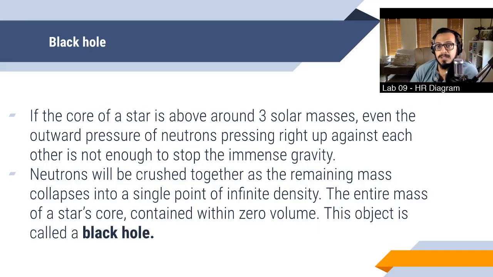Now, the other option would be if the core of the star was above or around 3 solar masses. Even the outward pressure of neutrons pressing right up against each other is not enough to stop the immense gravity. Neutrons will be crushed together as the remaining mass collapses into a single point of infinite density, the entire mass of the star's core contained within zero volume. This object is called a black hole.